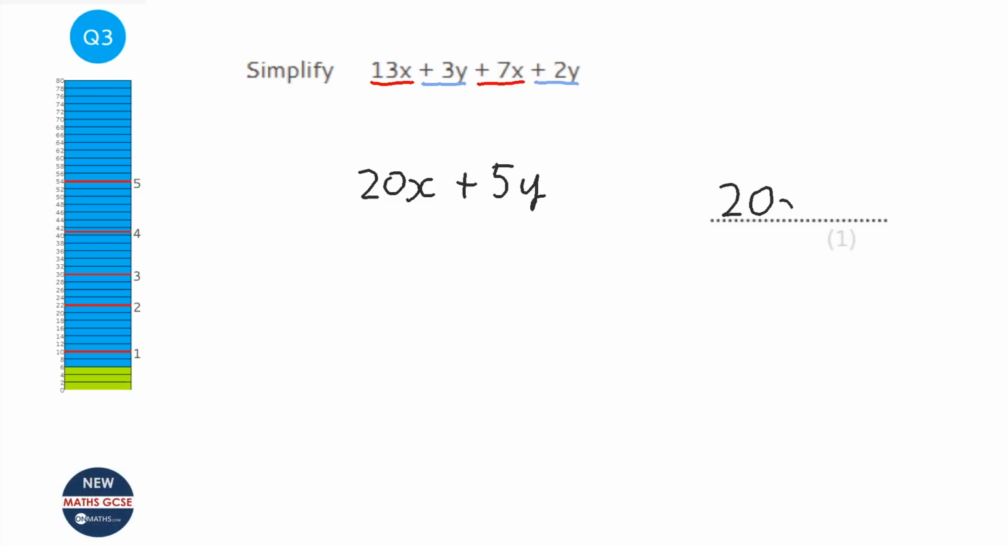Now it can be tempting to try and add these together, but these are unlike terms, so we can't add them together. You can multiply them, so if we times them together it would be 100xy, but when we add them we can't add them. That is our answer.